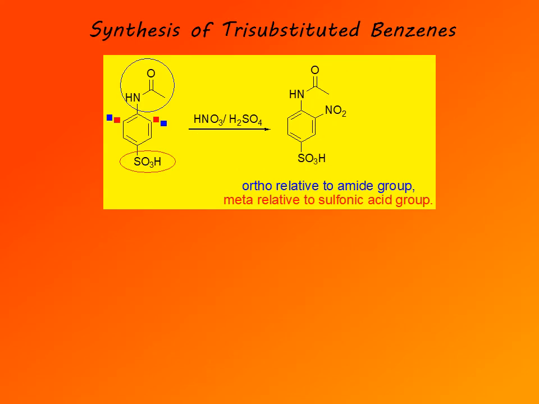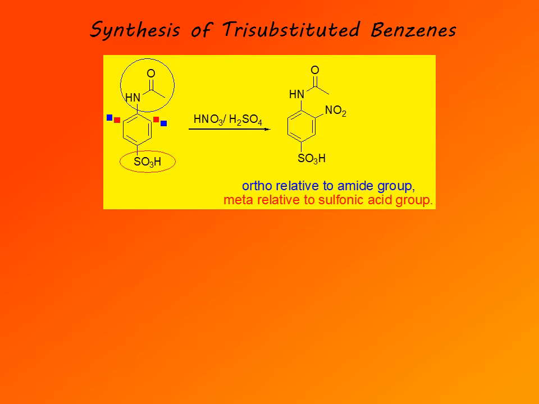If we want to carry out synthesis of trisubstituted benzene, that usually means that two substituents are already present and we are introducing the third. That means that we have to consider the effects of the existing two substituents and where they are going to direct the third substituent.